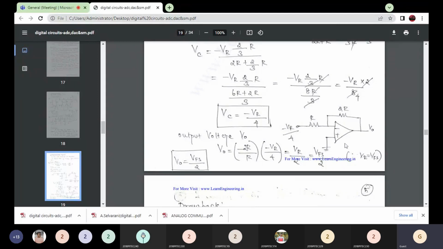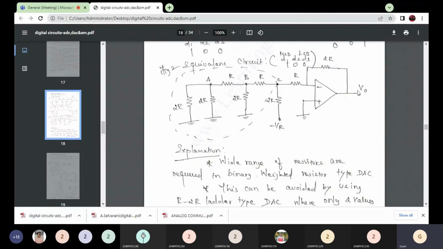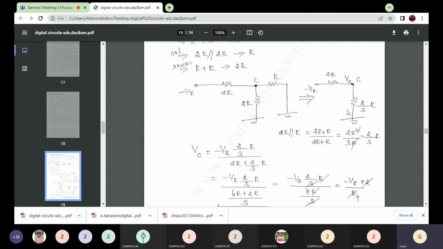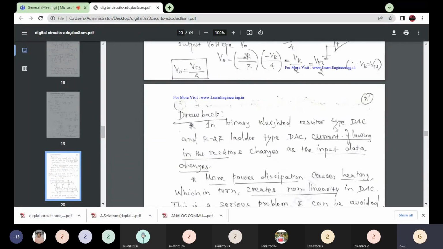Here the given inputs are binary. So what is the output voltage? Here the binary word is 100, right? It is 100. What is the analog output voltage? That is VFS divided by 2. Okay, VFS divided by 2.